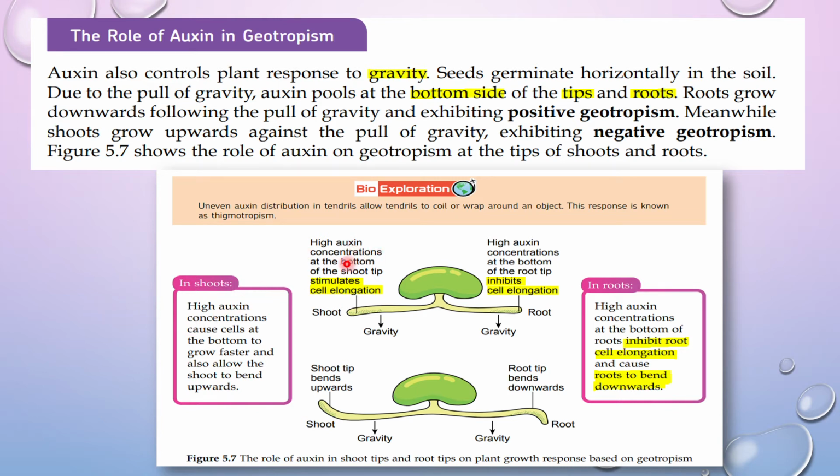So high auxin concentration at the bottom stimulates elongation. There's more auxin over here, right? So this region will elongate more, and therefore the shoot tips bend upwards. But then in the roots, high auxin concentration, refer the graph just now, terlampau banyak auxin ataupun kepekatan auxin tinggi, dia akan merencat, inhibit cell elongation. Okay, cell elongation akan terencat. Okay, and then the roots is going to bend downwards. Okay, maksudnya ini adalah berlawanan dengan shoots. Okay, one stimulate, the other one inhibit cell elongation.